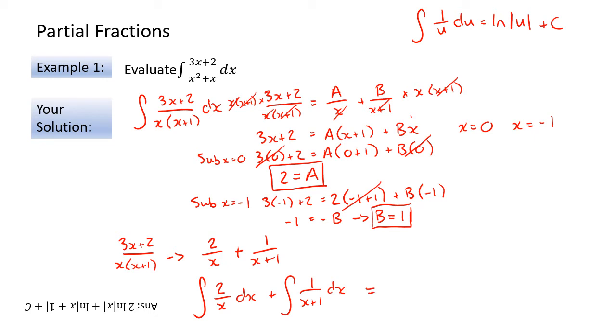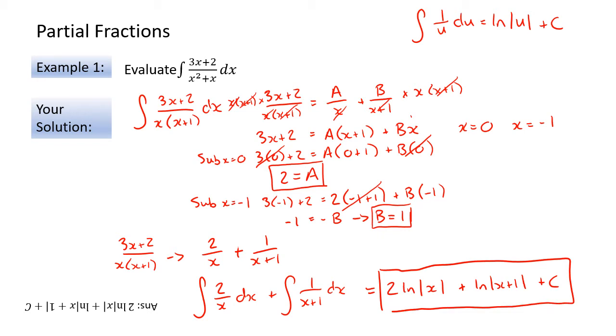So if we find the integral of these, the integral of 2 over x dx is equal to 2 ln of x, again the absolute value, plus the second integral is just the ln of x plus 1, again the absolute value, and then obviously at the end we add a constant. So I hope after seeing a second example that you're starting to see the pattern with these.